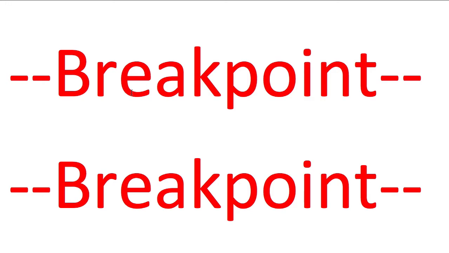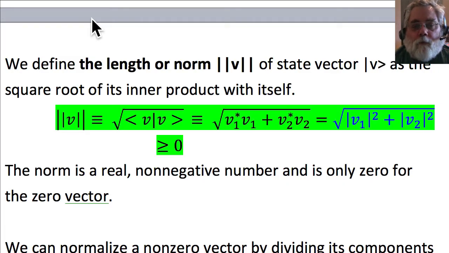This is a possible time to take a break. We define the length or norm of v, of state vector v, as the square root of its inner product with itself.